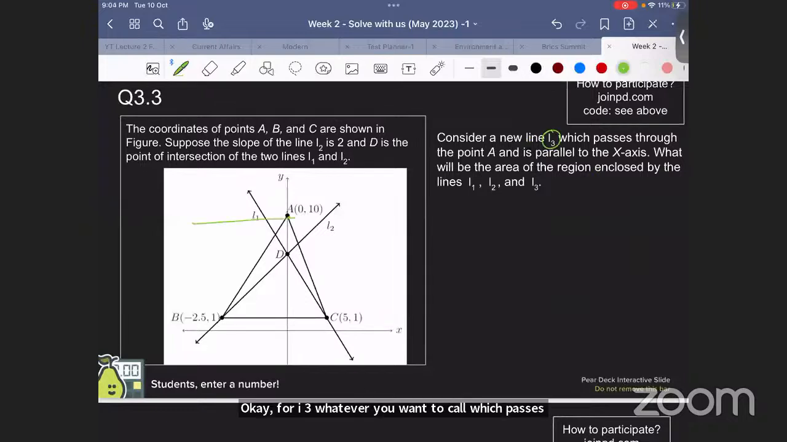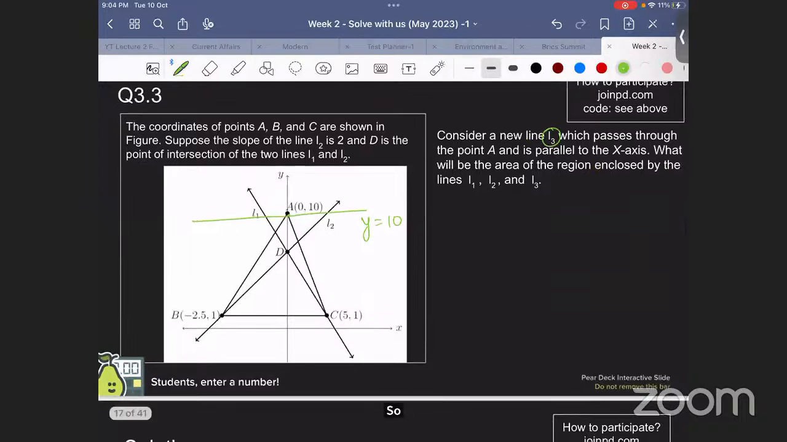So it should go something like this, right? It's parallel, it's passing through A. So tell me the equation of this line, which is passing through A and parallel to x-axis. Y equals to 10. Is there any problem in understanding why this is y equals to 10? Because it is parallel to x-axis, everywhere the value of y will be constant, and only the value of x will vary.